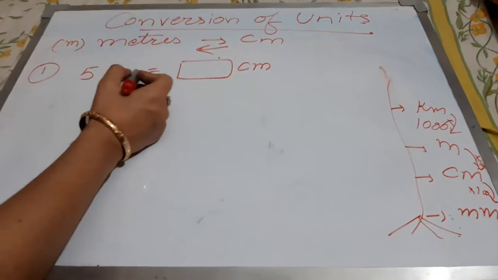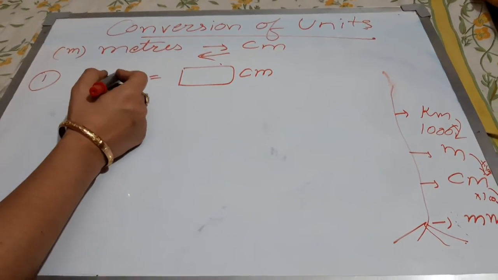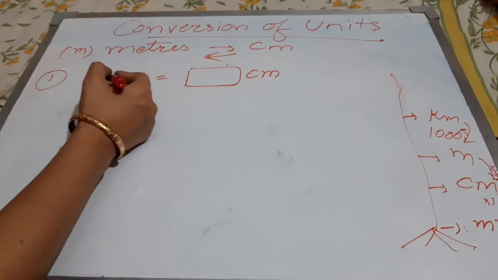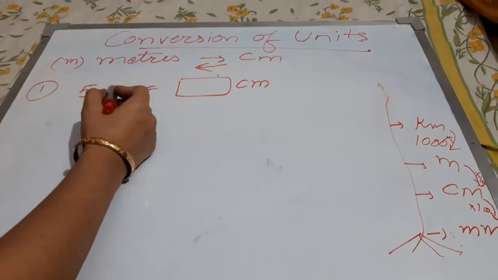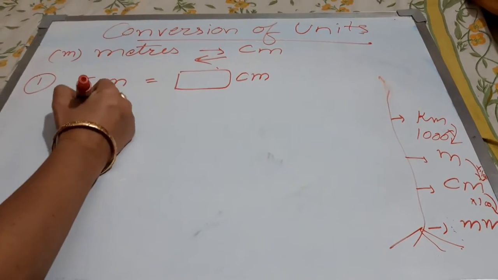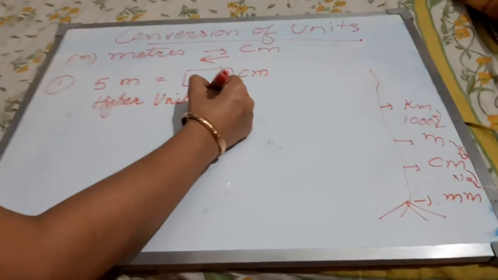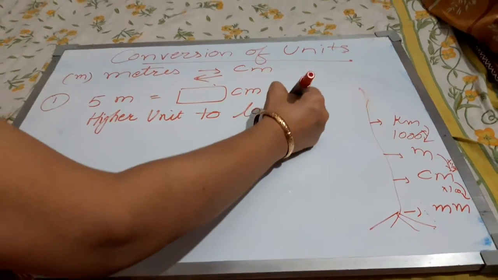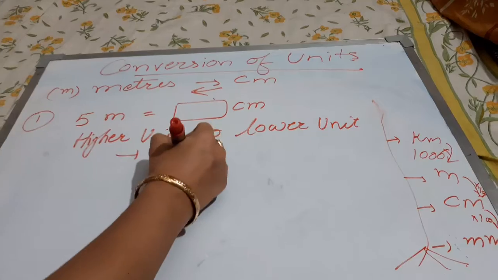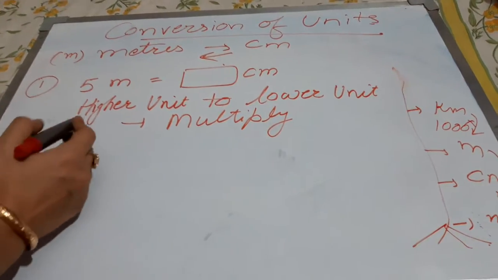Now 5 meters into centimeters. First of all, see whether we want to convert a higher unit into a smaller unit or a lower unit to a higher unit. Now we want meters to convert into centimeters. So meter is the higher unit to lower unit, what do we do? Multiply. Always remember this: higher to lower you will multiply and lower to higher you will divide.